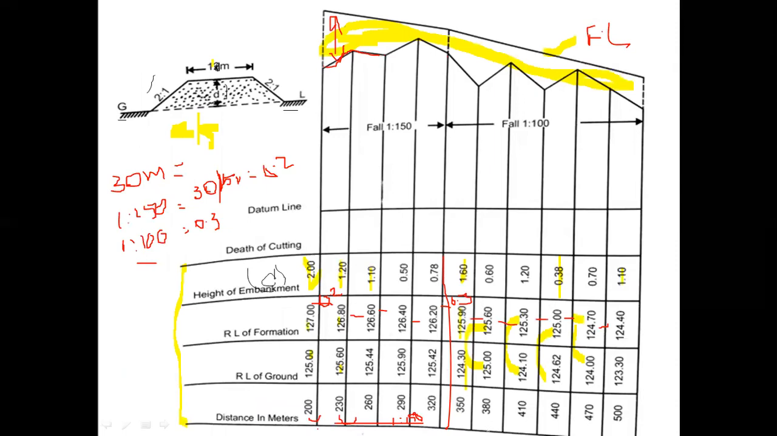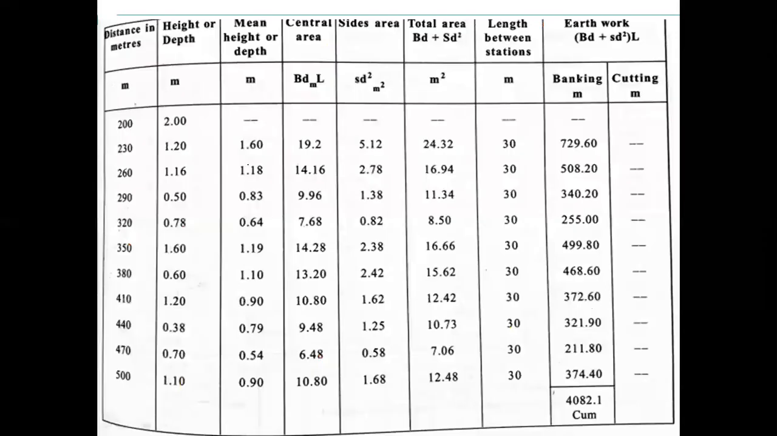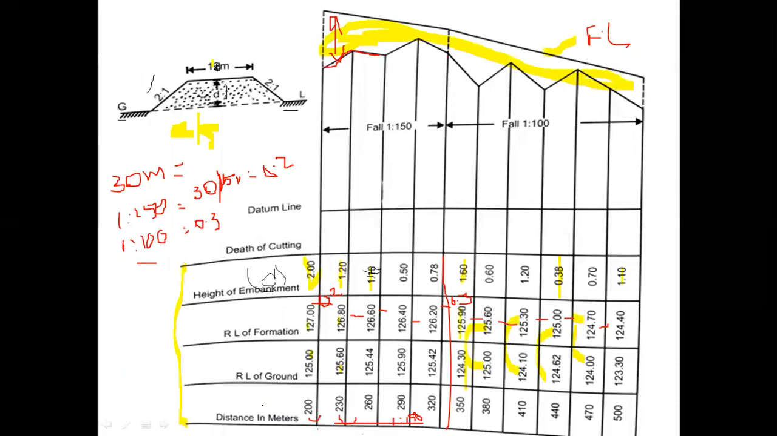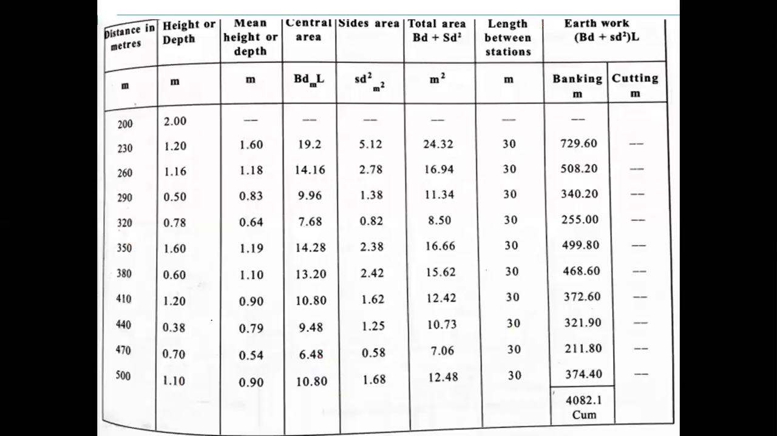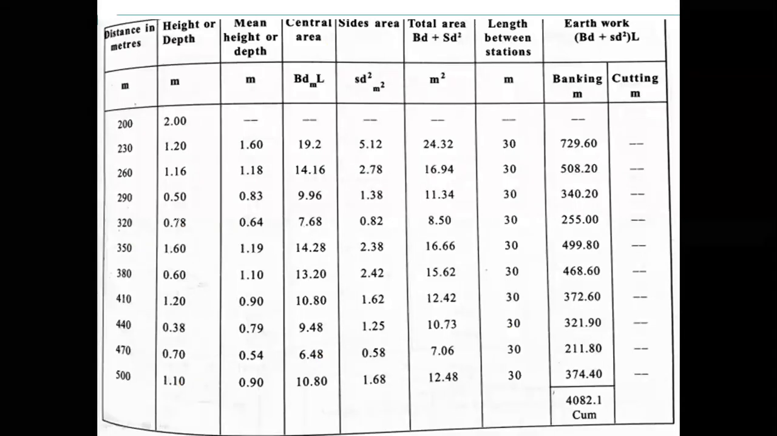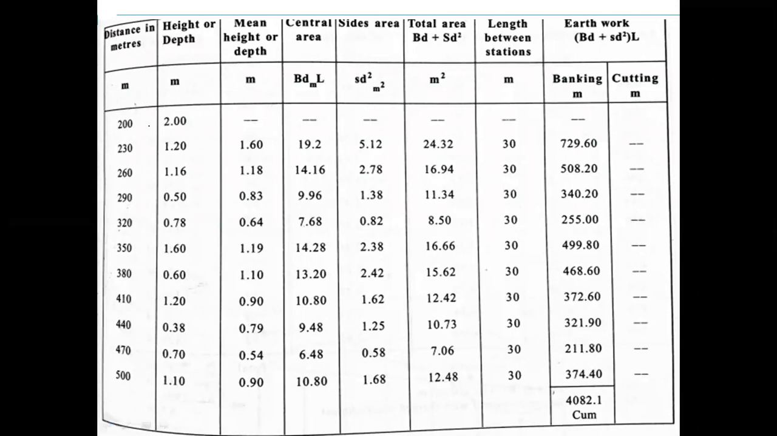So here this is the 1.16 coming, 126 minus 125.44. So substitute the distance in meters. Distance in meters, first value 200, 230, up to 500. So 200 to 500, these are the distances.